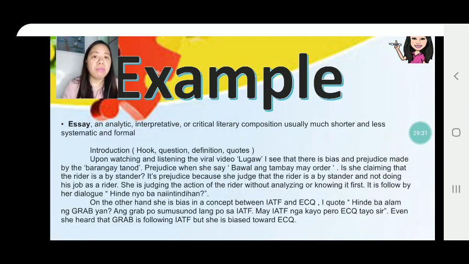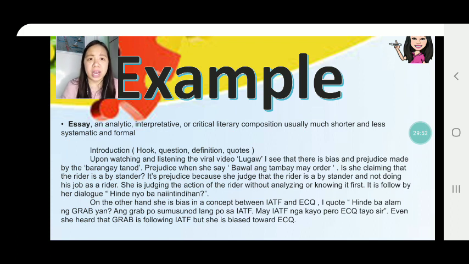It is followed by her dialogue. Hindi nyo ba naiintindihan? So, there's prejudice in here. Kasi nga, she has already a preconception regarding the action of the writer. Feeling niya hindi nag-work. Feeling niya tumatambay lang doon. Right? And I also quote. So, I can get the points in there.